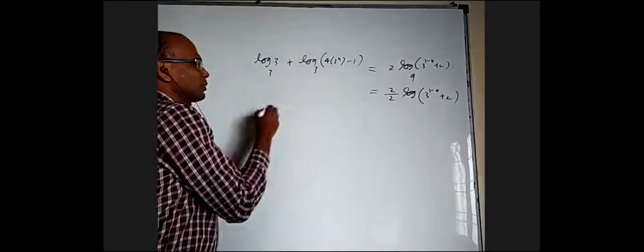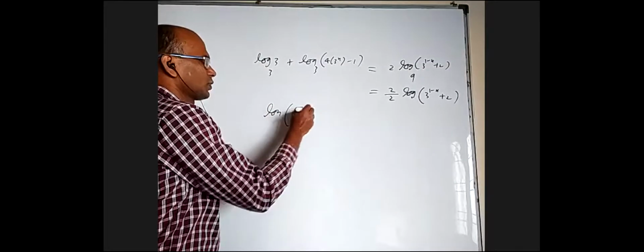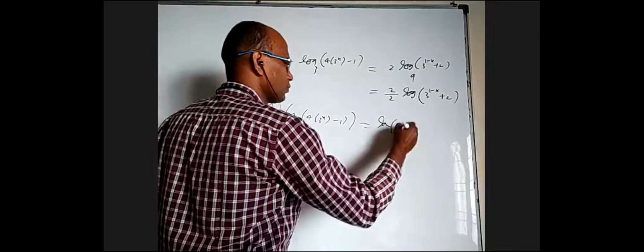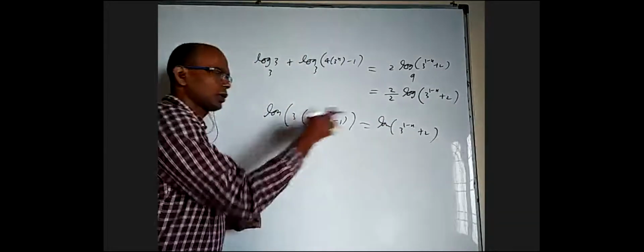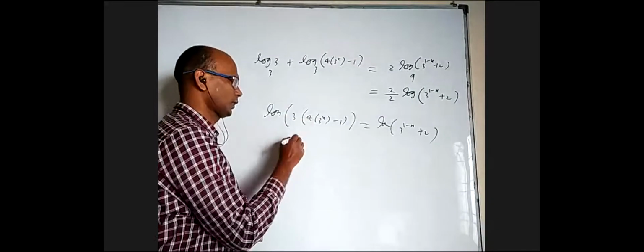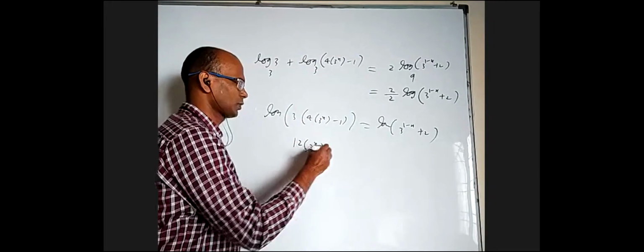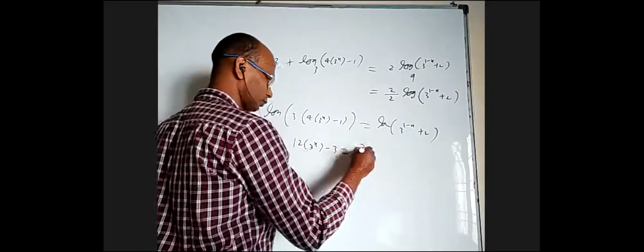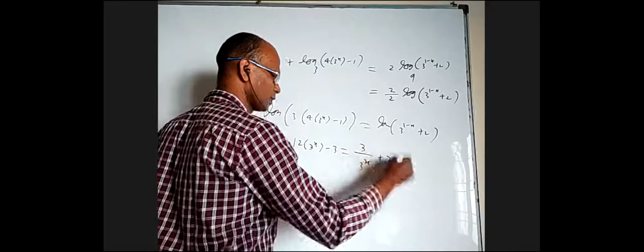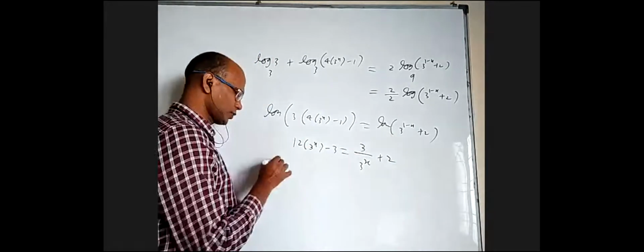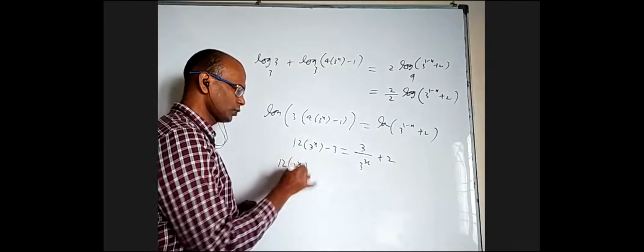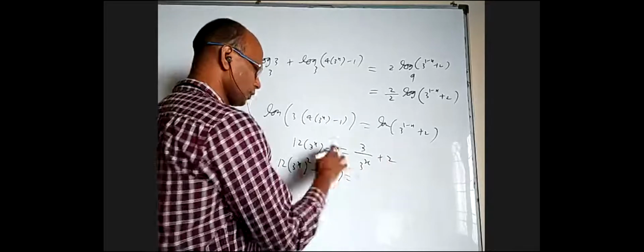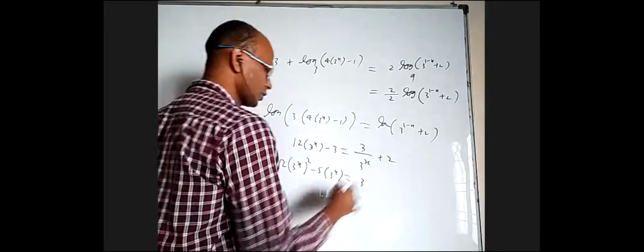Log a plus log b is log ab. So you'll get log of 3 into 4 times 3 power x minus 1, and here log of 3 power 1 minus x plus 2. Log a equal to log b, so we'll get 12 into 3 power x minus 3. This is a power m minus 1, you can write a power m by a power n, so 3 by 3 power x plus 2. You multiply 3 power x, and you'll get 12 into 3 power x whole square minus 3 into 3 power x, or you can bring this side and minus 5 into 3 power x equal to 3.